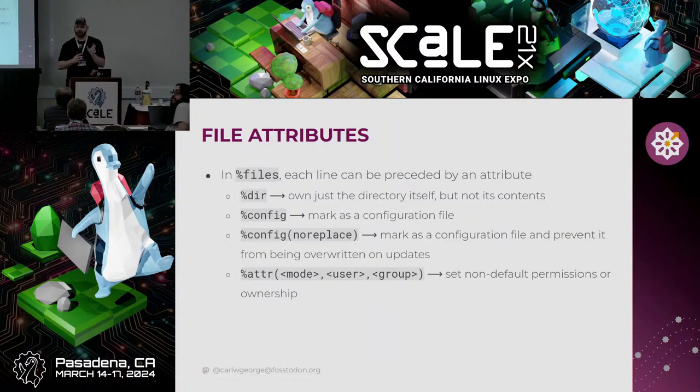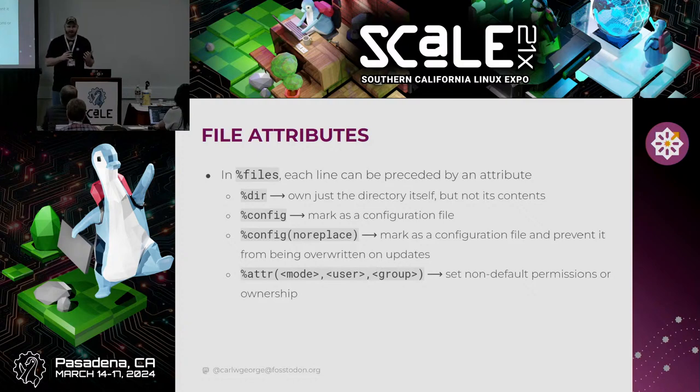If you just listed a directory, by default, it's going to include the directory and everything underneath that directory. Think like /usr/include/foobar. If you just put that in there, it's going to include that directory and every file underneath there, like the .pc file and other stuff in there. But if you did %dir on /usr/include/foobar, you won't get any of those files underneath the directory, just the directory itself.